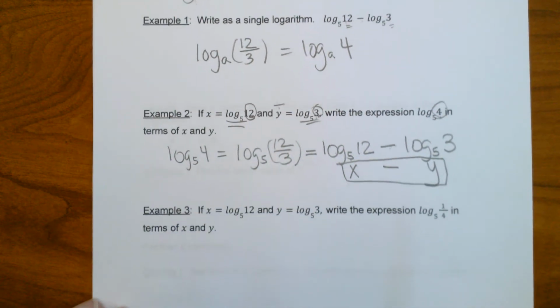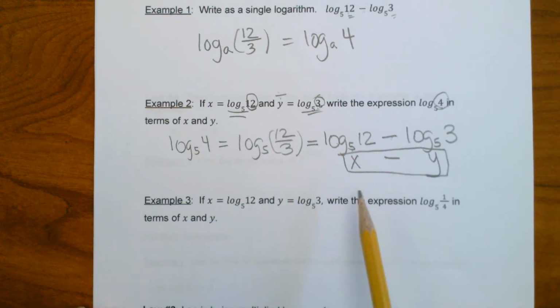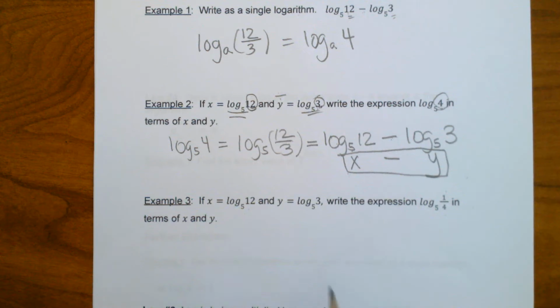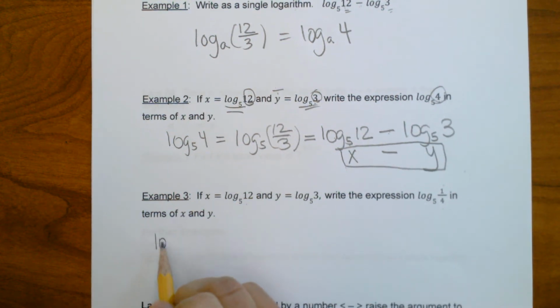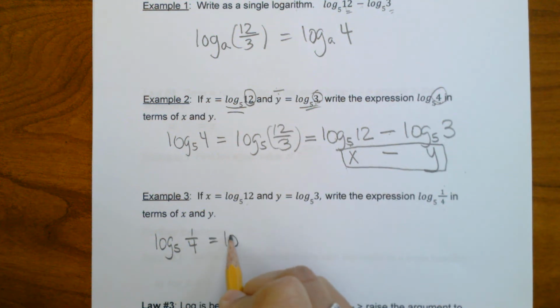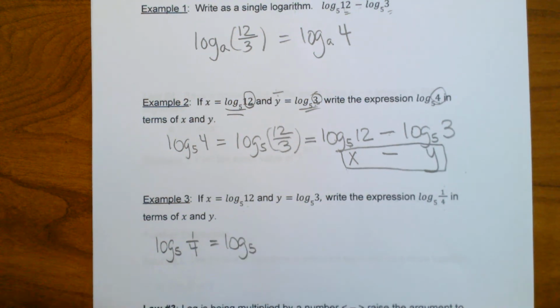Okay, let's do another example because it doesn't necessarily have to be x minus y. Let's see what happens here. If x equals log base 5 of 12 and y equals log base 5 of 3, write the expression log base 5 of 1/4 in terms of x and y. So let's write down log base 5 of 1/4 equals log base 5 of 1/4.